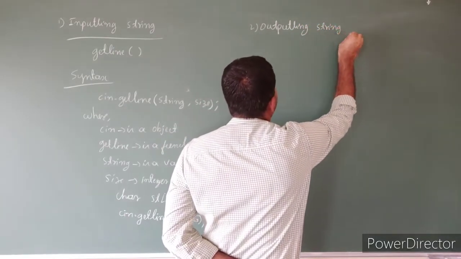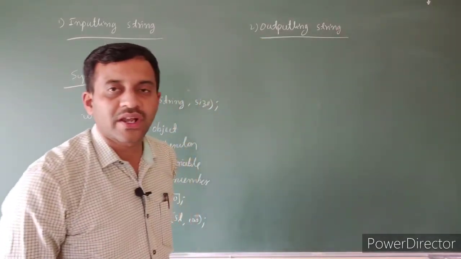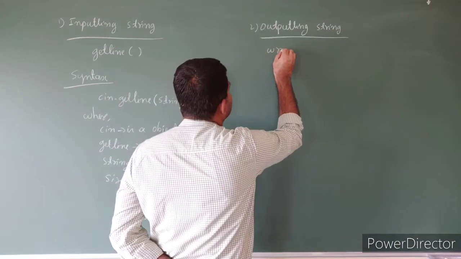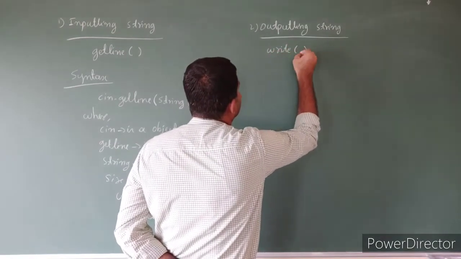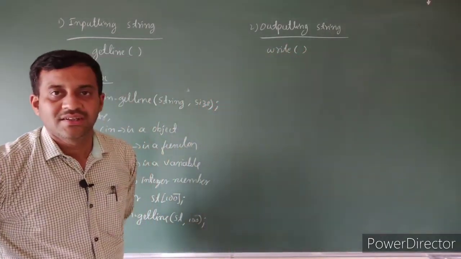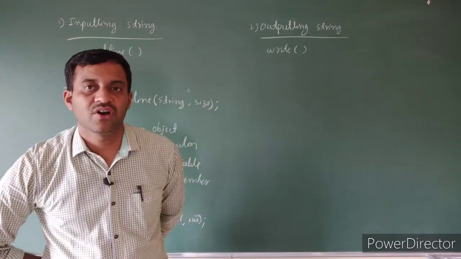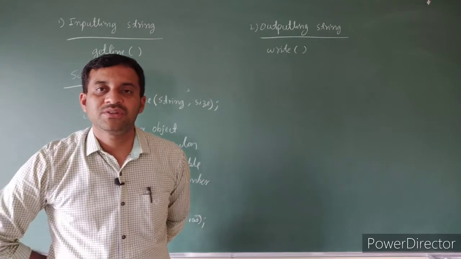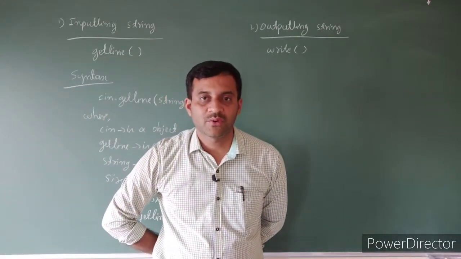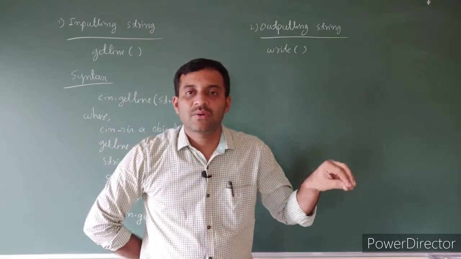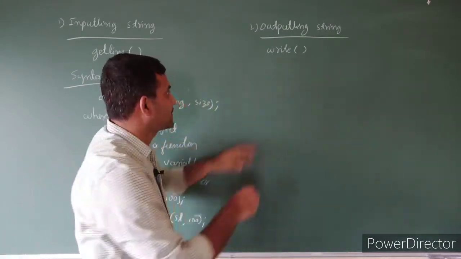To output a string value, we use the function write. The write function also belongs to the header file iostream.h. Once we include iostream.h in our program, both the getLine function and the write function are included. See the syntax of the write function.